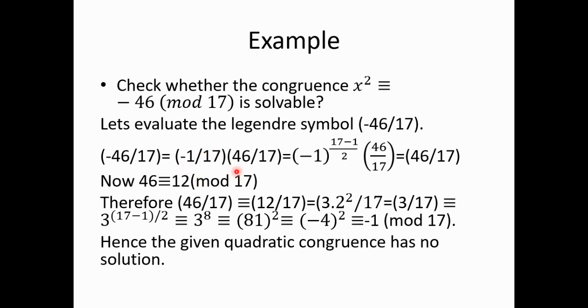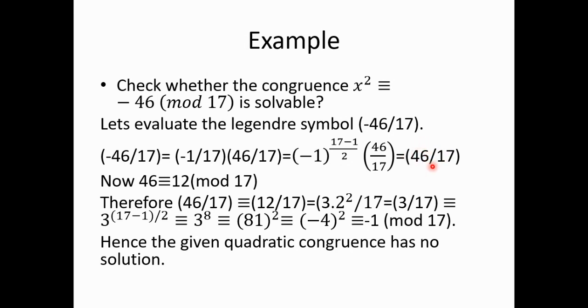Now minus 1 upon p is equal to minus 1 to the power (p minus 1) upon 2, and this is 46 upon 17. So minus 1 to the power (17 minus 1) upon 2 will be 16 upon 2, that is 8. So this will be 1. So we are left with 46 upon 17.